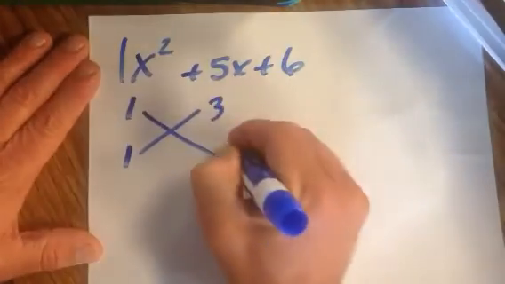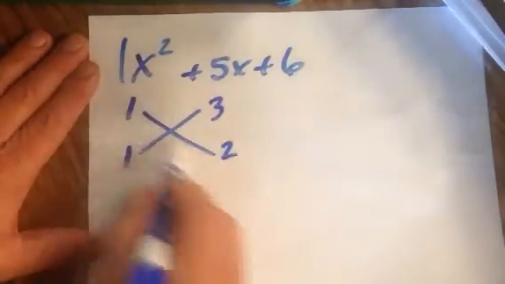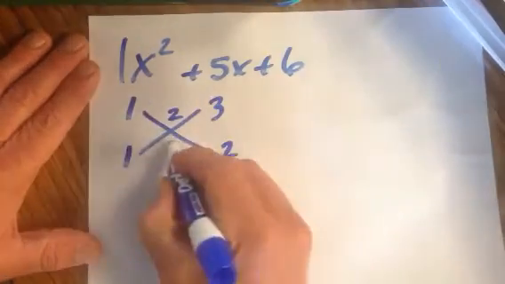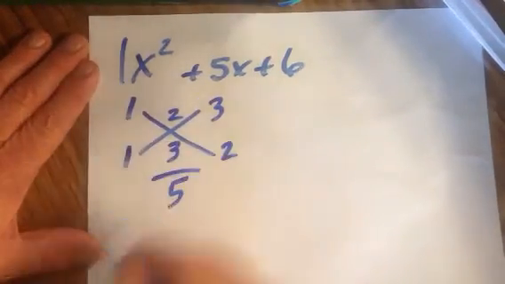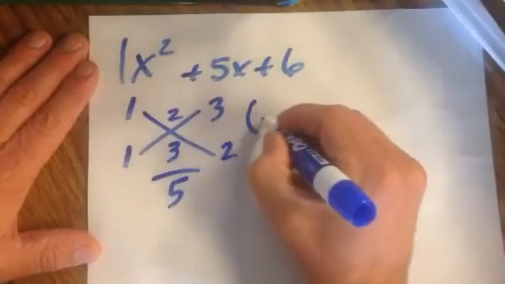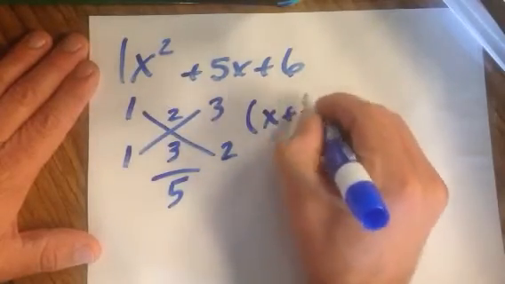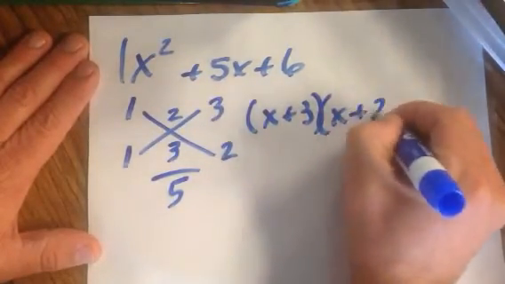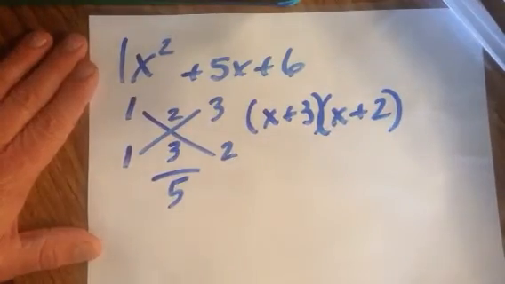I'm going to try 3 and 2. Those two give me 2. Those two give me 3. I add them up, I get 5. I got an answer of x plus 3 times x plus 2. And that's X-Wing factoring.